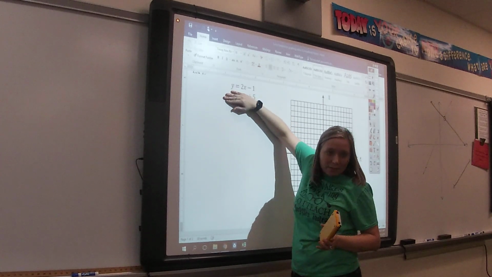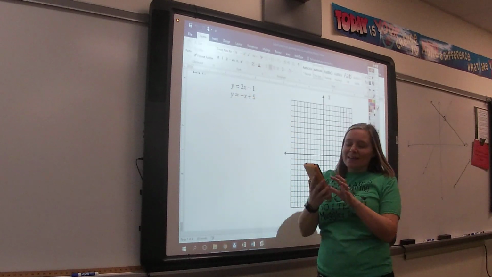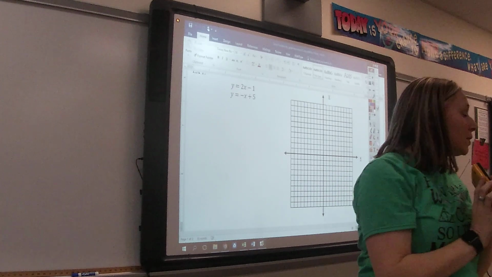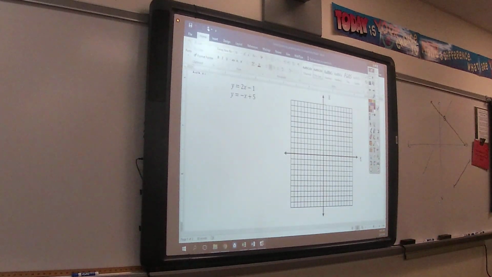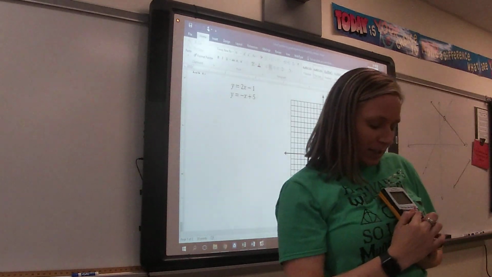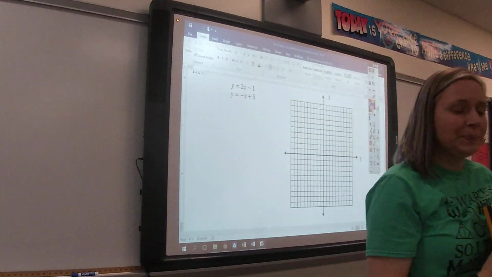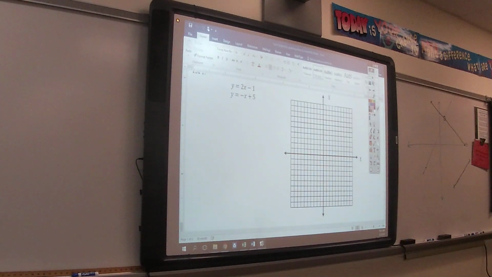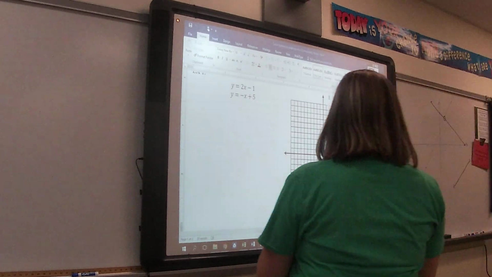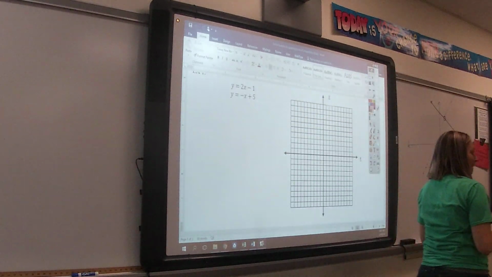Okay, so in our first line on our graphing calculator, we are going to enter y equals 2x minus 1. So you're going to press your y equals button right here. Okay, and then you're just typing in the 2x minus 1. So remember, the x is right next to your green alpha button. Right here. So we're going to do 2x minus 1.